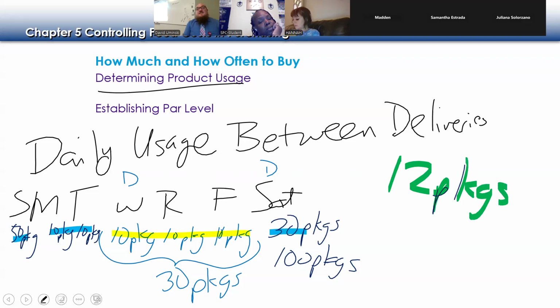If my case comes in 12 packages, can I just order 30 packages? No, I have to order 3 cases, which is equal to 36 packages. And that's okay because, I'm going to show you in just a moment, those 6 extra packages will just be in our inventory and we'll use them up first. What is that process called where we use the old product first? FIFO. FIFO, first in, first out. We want to make sure our employees are practicing FIFO, and we'll talk about that in the next chapter.